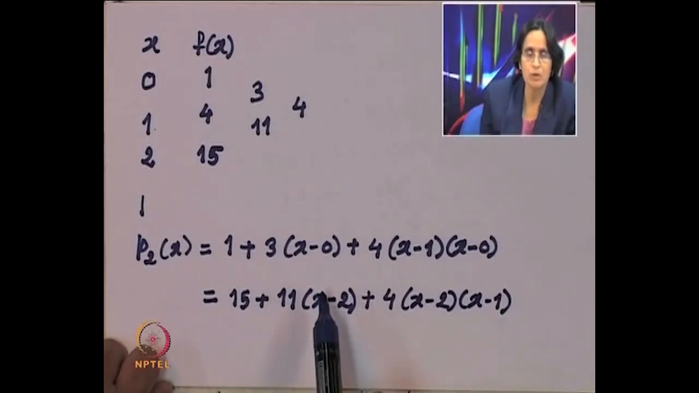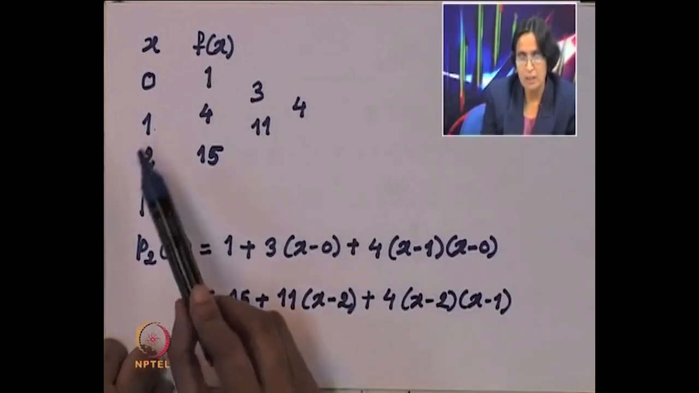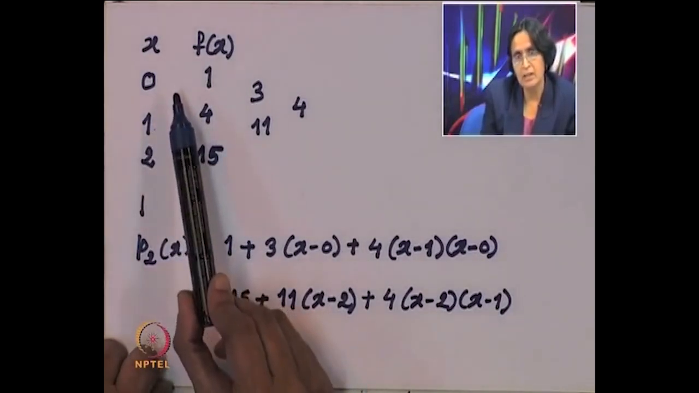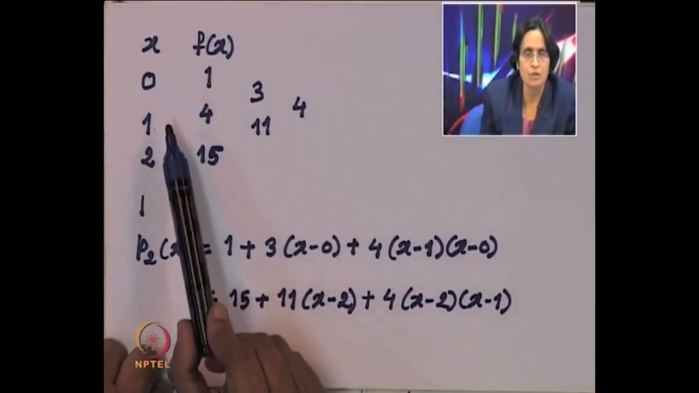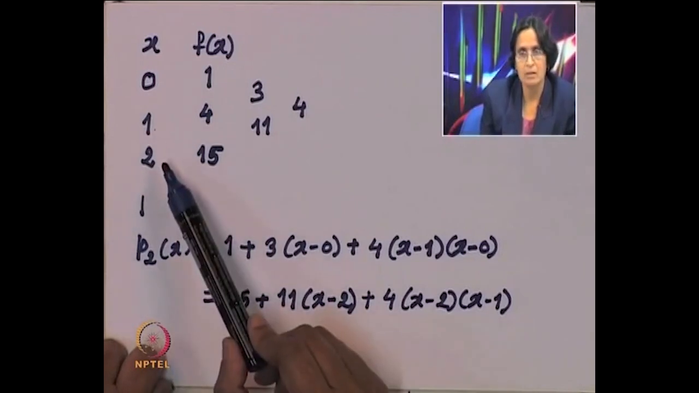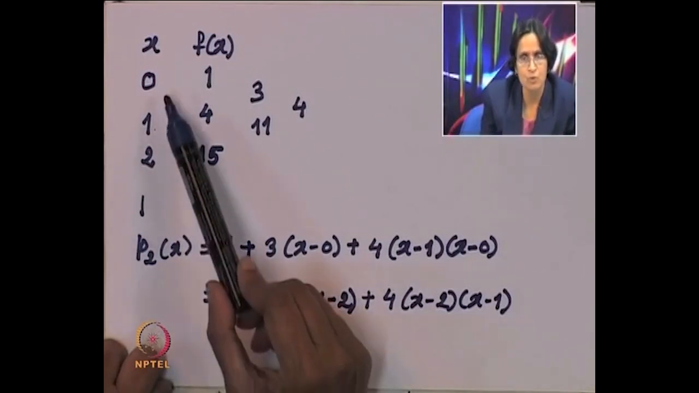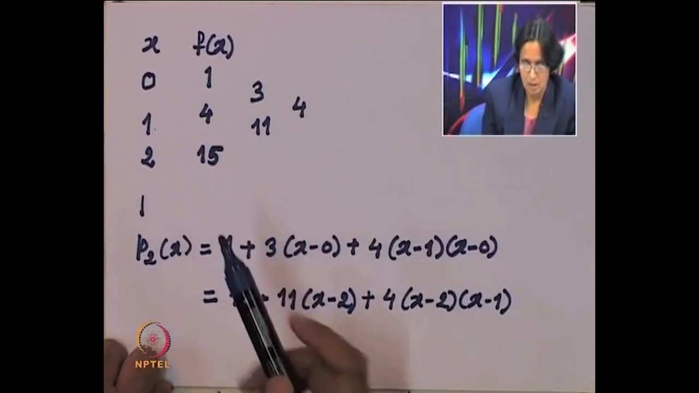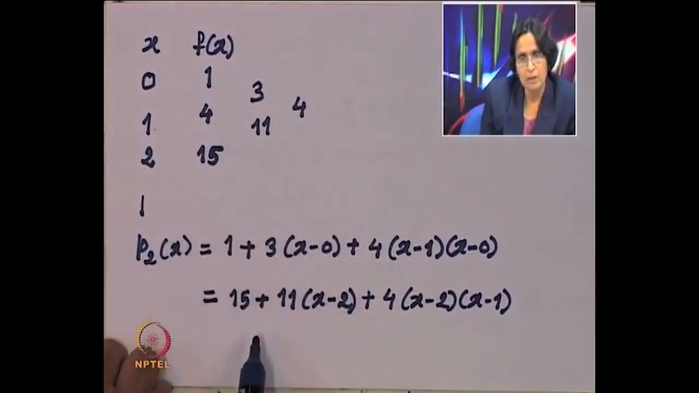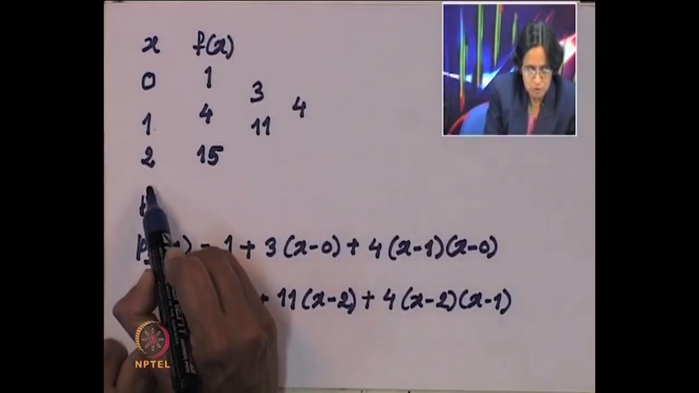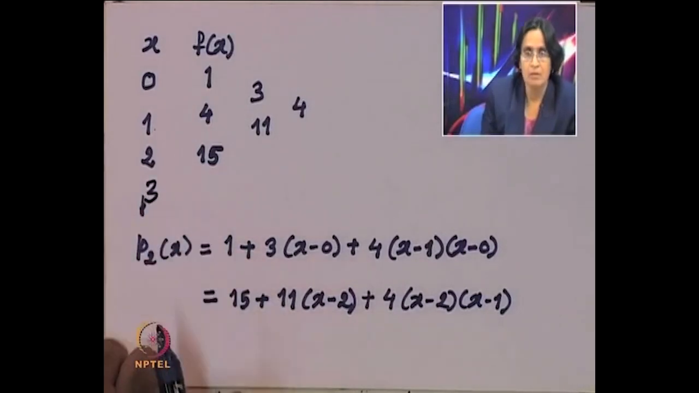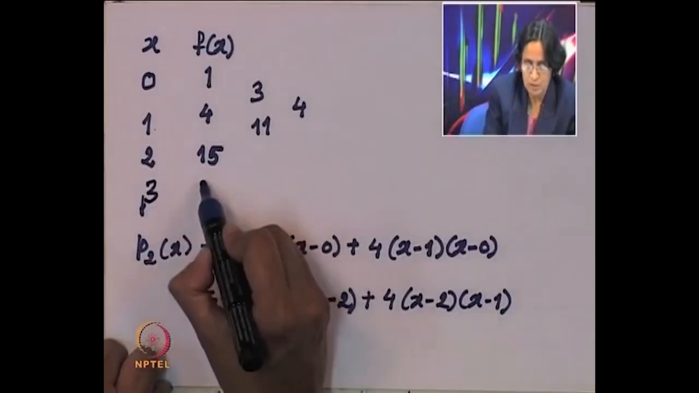It is the same interpolating polynomial, only once I take my interpolation points in the order x0, x1, x2 and in the other I take them as x2, x1, x0. So, we have calculated P2(x). Now, suppose you are also given the value at 3 to be 40.